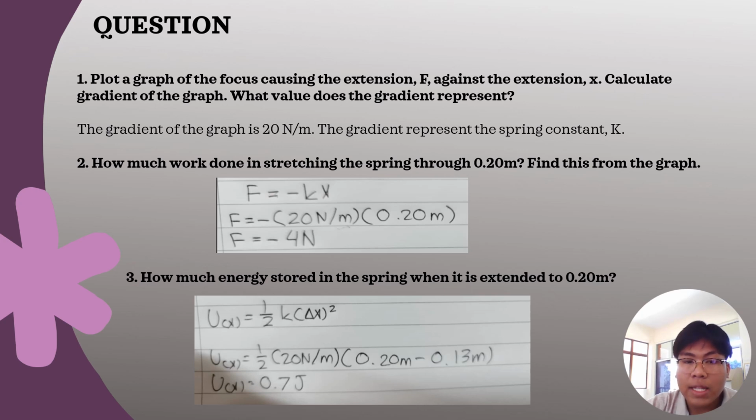Question number 2 is, how much work is done in stretching the spring through 0.20 meter? Find this from the graph. So the answer has been displayed on the screen. The next one is question 3. How much energy is stored in the spring when it extends to 0.20 meter? So the answer is displayed on the screen.